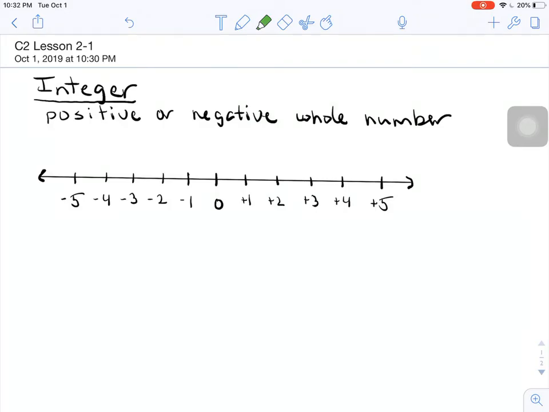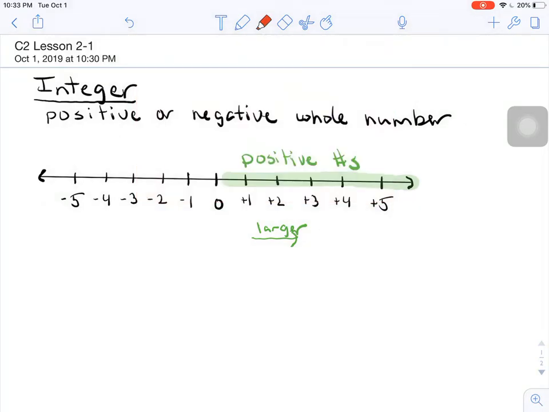So 0 is kind of the middle of a number line. It divides the negatives from the positives. So everything on this side of the number line is positive numbers. So positive numbers are anything that is bigger than 0. So when we talk about bigger and smaller, we're really talking about right and left. So things to the right on the number line are larger numbers.